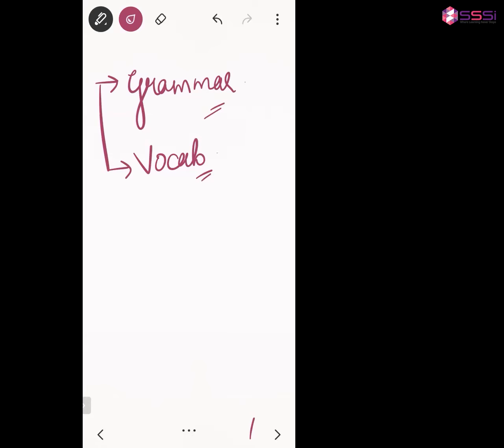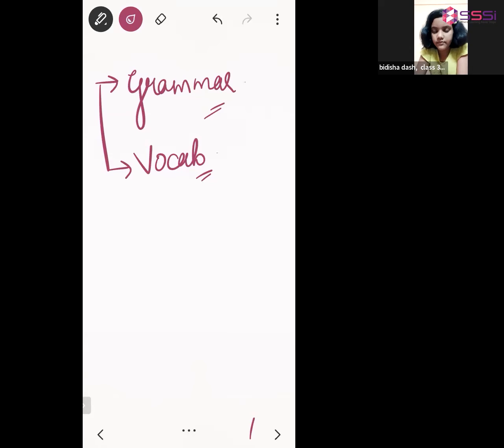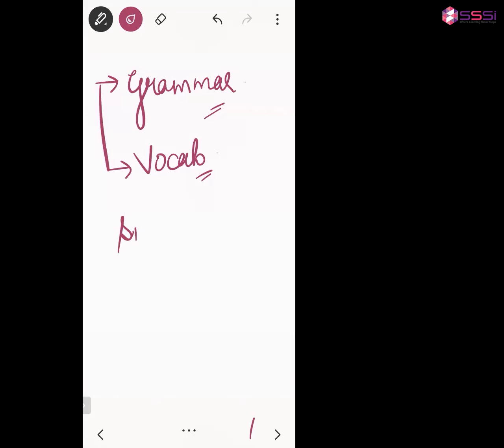For example, let's say, I'll give you one example. Let's say there's a difference between stroll and walk. What is the difference between stroll and walk? Stroll and walk. I'll tell you the difference.